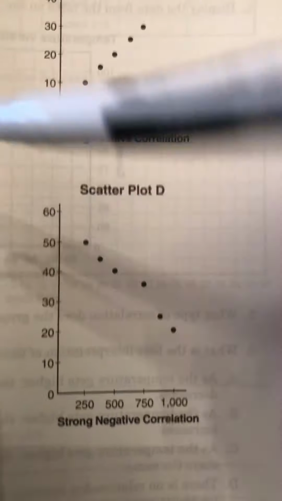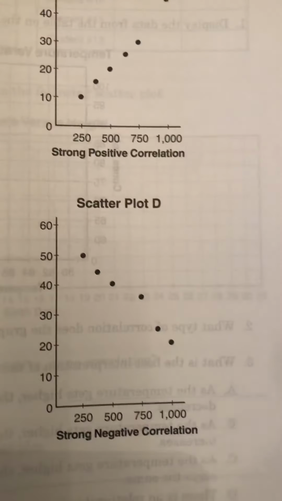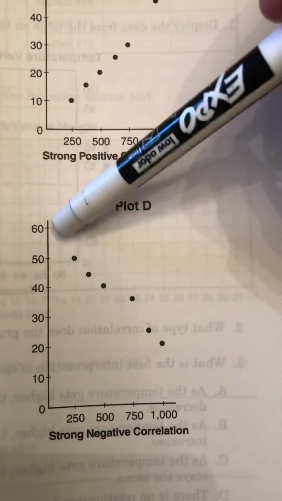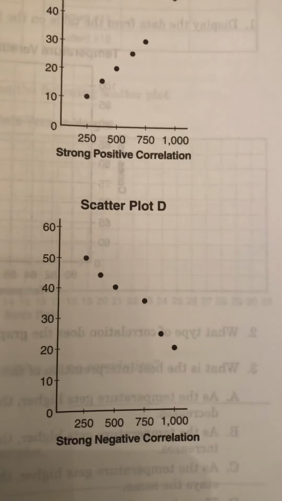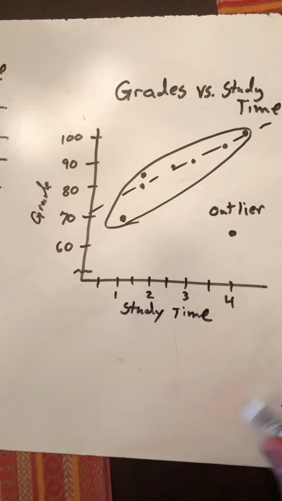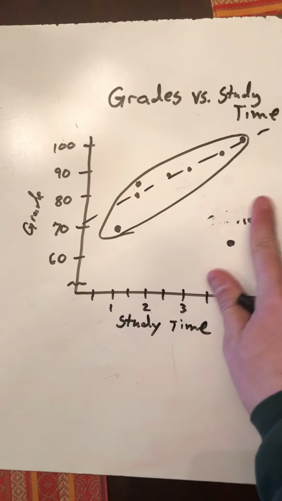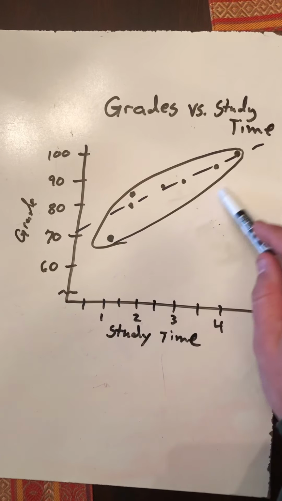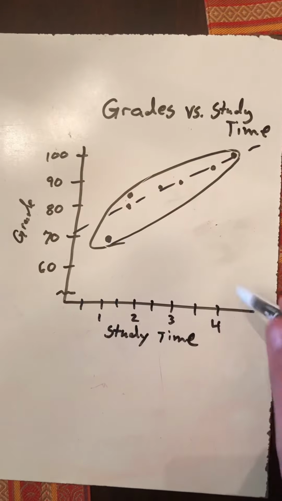As the X increases, the Y decreases. And it's strong because of how closely they form a line. The closer they are to forming a line, the stronger the correlation. So if we look back at our first example, if we take the outlier off, this is going to be considered a strong positive correlation.